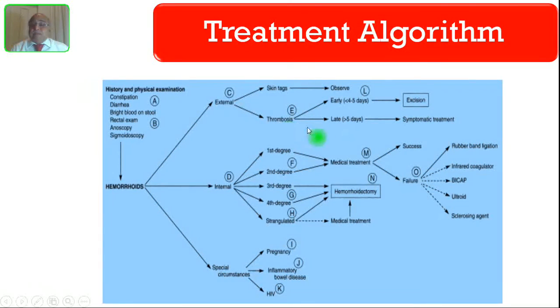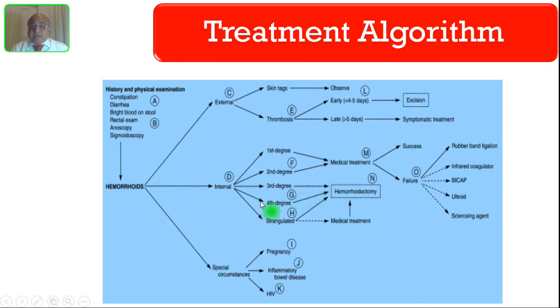If the patient is presenting to you late, that means more than 5 days duration, you have to just treat the patient symptomatically. If the patient is having internal hemorrhoids, if it is first or second degree, you can treat it conservatively with medical management. If it is a success, that is it. If it is not amenable to medical treatment, then you can go for rubber band ligation or infrared coagulation, or bipolar coagulation and ultroid. These two things are also not in vogue because the bicap and ultroid are very expensive. Or you can also go for a sclerosing agent.